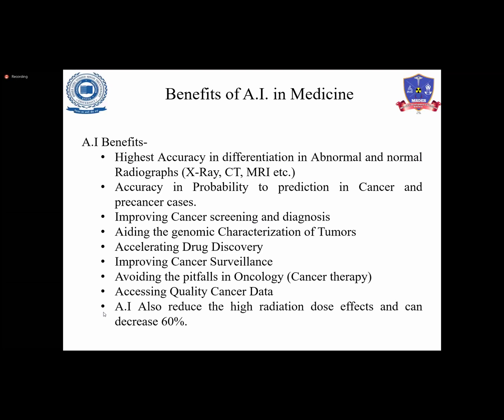So the most benefits of AI in medicine are, these are the reminding points as I told you earlier. So these are the takeaway messages of this lecture. That is the highest accuracy in differentiating abnormal and normal radiographs, accuracy in probability prediction in cancer and pre-cancer cases, improving cancer screening and diagnosis, aiding the genetic characterization of tumors, accelerating drug discoveries, improving cancer survival, avoiding the pitfalls in oncology like in cancer therapies, assessing the quality of cancer data. AI also reduces the radiation dose, which can be decreased by 60%. 60% is a very huge number, if we are able to decrease the radiation dose.